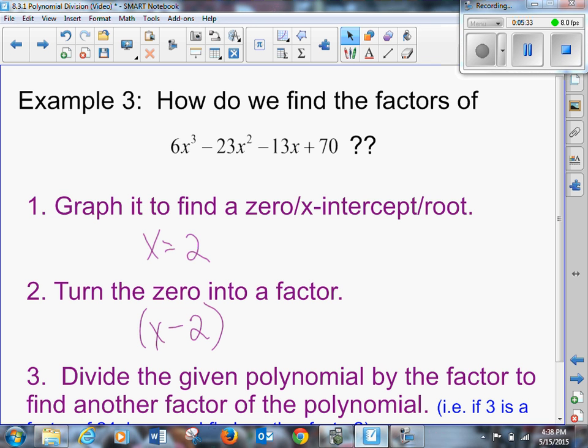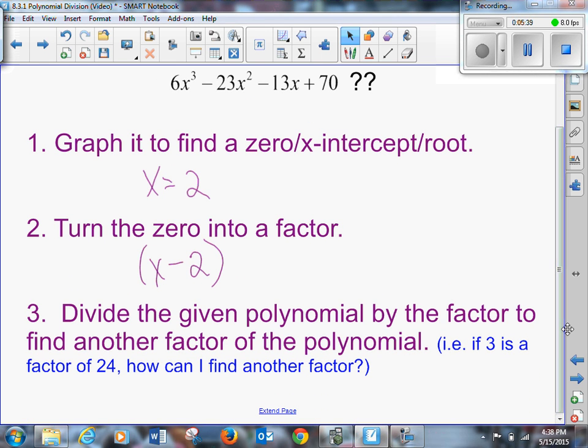Once we have that factor, this is the new part now of this lesson. From here, in order to find the other factors that go with x minus 2 for that polynomial, we're going to divide the given polynomial by the factor to find another factor of the polynomial.